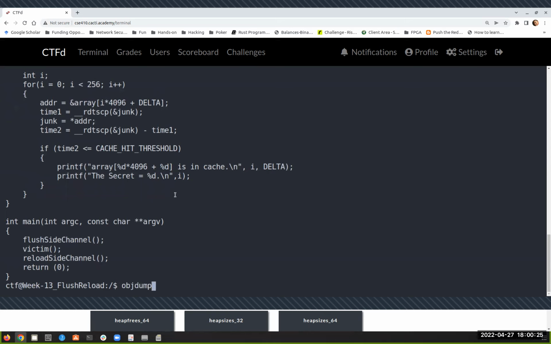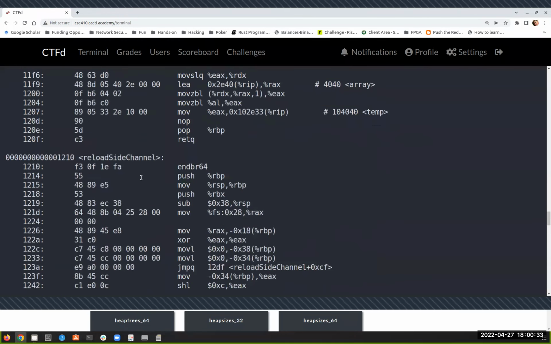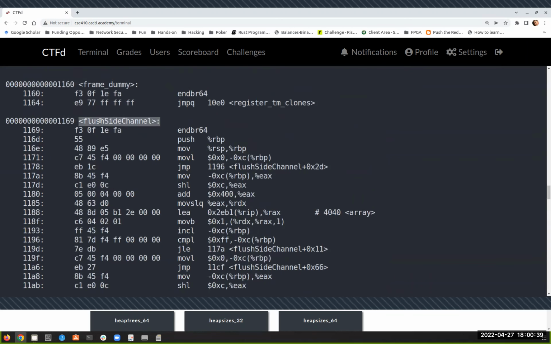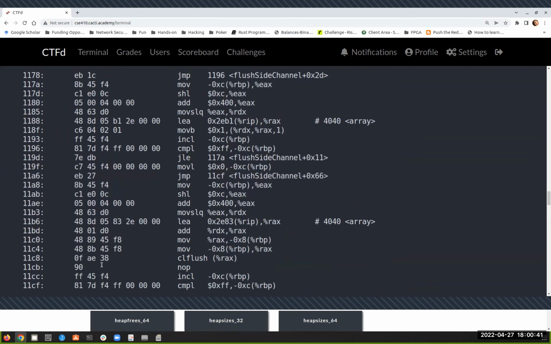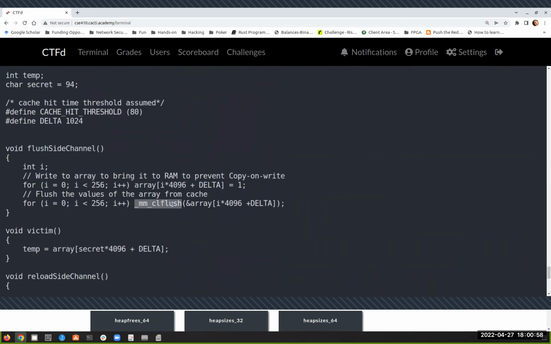Do an objdump. We look for the flush function. So this is the flush function, and you can see here we have this instruction, CLFLUSH. That is actually an instruction offered by Intel to flush data out of the cache. Okay, and at the C code level, this function will eventually be compiled into that instruction. So this is the flush.